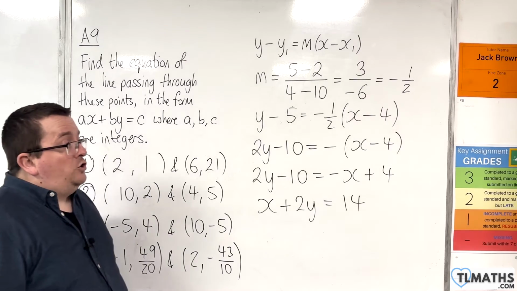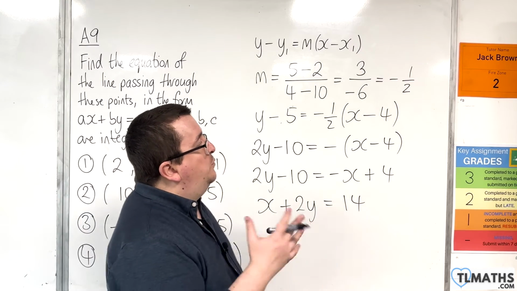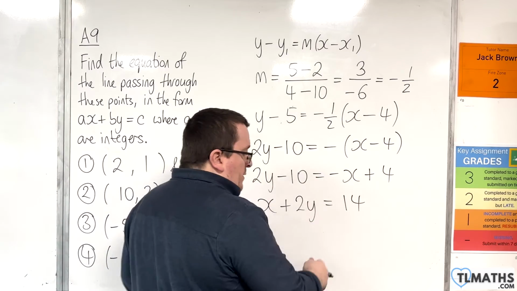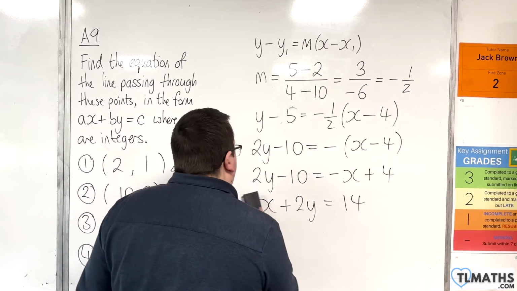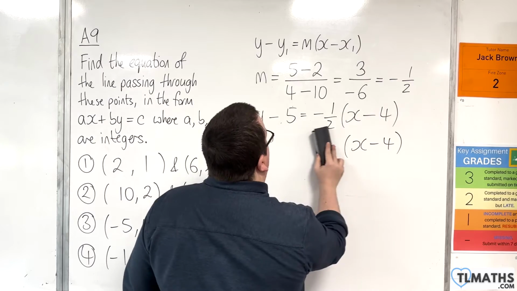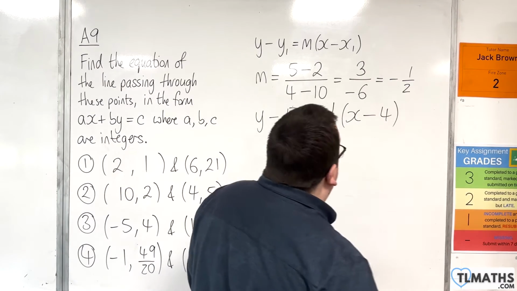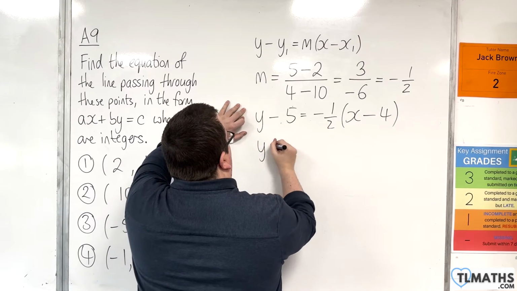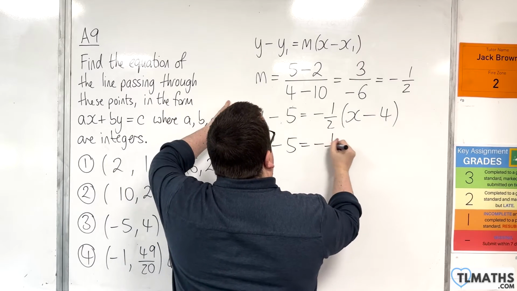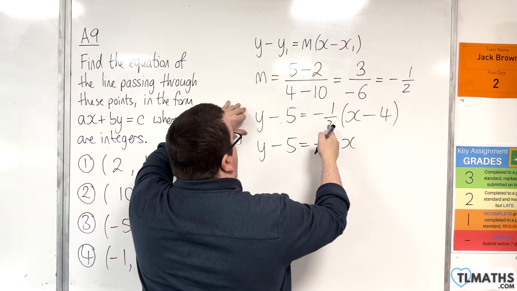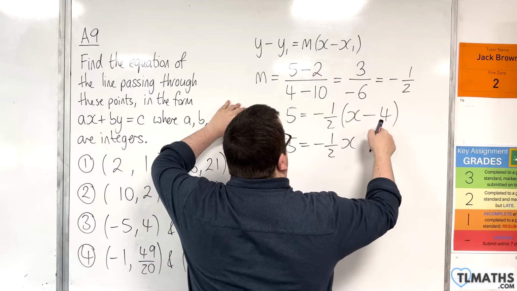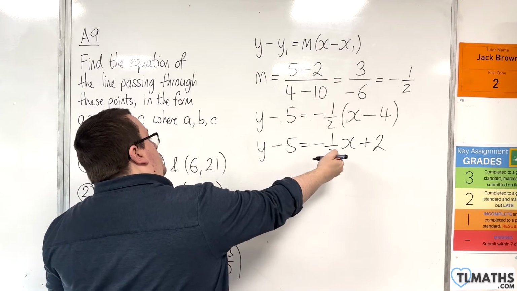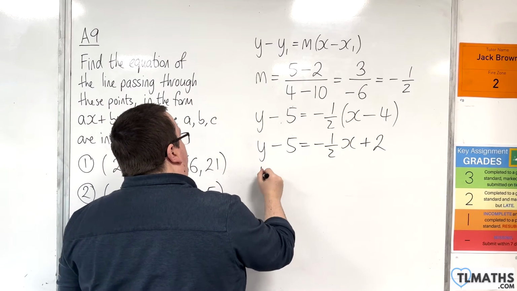Okay? So there's actually a few different avenues you go down as to when you get rid of the fraction. If you didn't want to do it that way, you could always multiply that bracket out first. This is what I did initially. Minus a half times minus 4 is plus 2. Then you could rearrange, so you could add a half x to both sides.